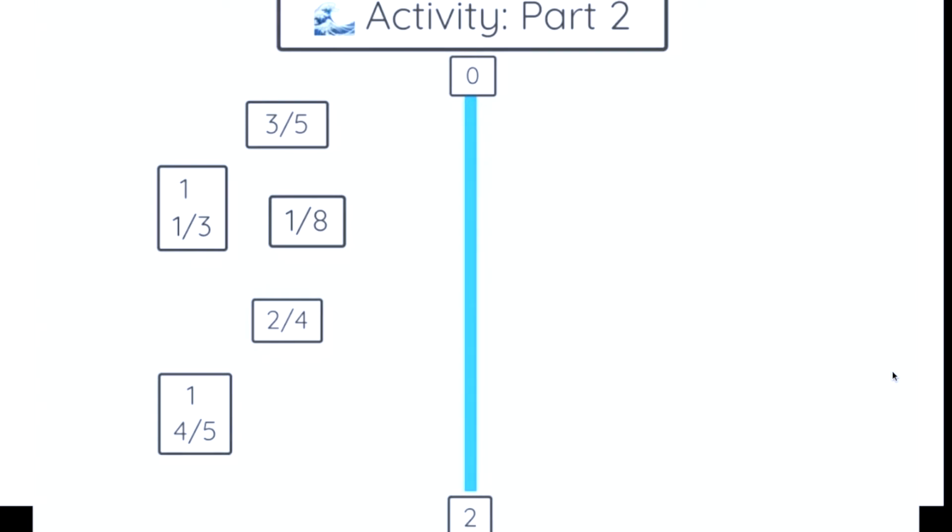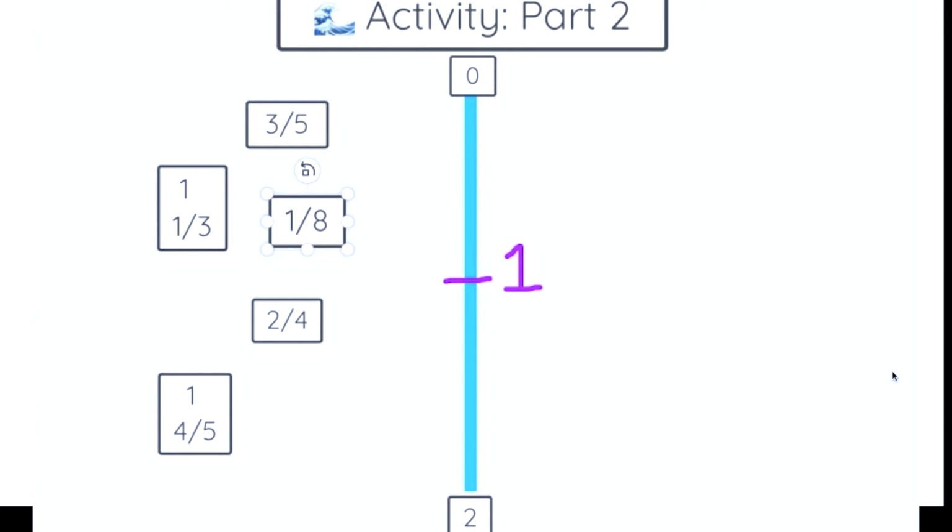So in order to help me make sense of this number line, I'm actually going to put a number 1 in the middle, because that's about halfway, it is halfway between 0 and 2. So this number 1 is going to give me a benchmark that I can use to place my other fractions between either 0 and 1 or 1 and 2.